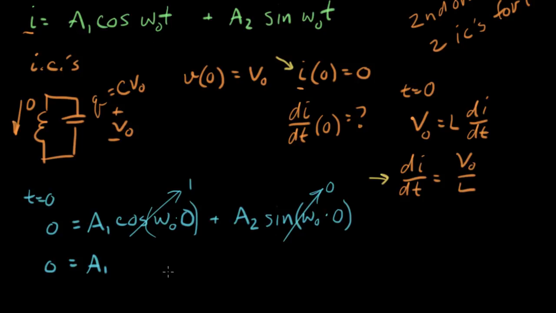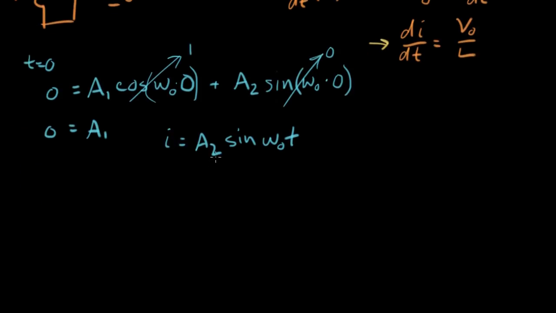Okay, and A1 equals 0 means that this entire term of our solution just dropped out. All right, let me write what we end up with. I equals A2 sine omega naught t. This whole term here just dropped out of the solution. So here's our proposed solution down here. Now we need to go after A2. Let's do that. As you might suspect, we're going to use our second initial condition to do that.